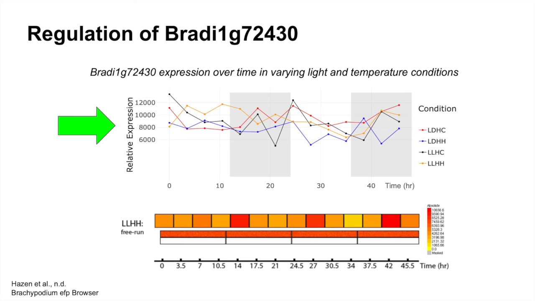However, as indicated in the heat map below under constant light and heat conditions, the gene is possibly regulated by circadian rhythm, as the RNA-seq analysis results showed a higher expression of the gene about every 14 hours, indicated by the green arrows.